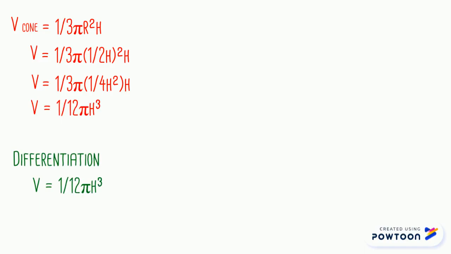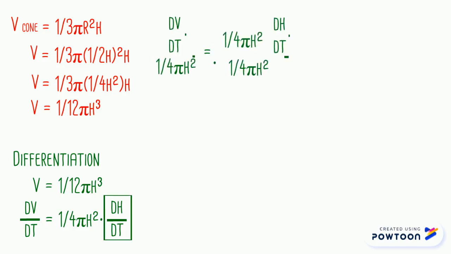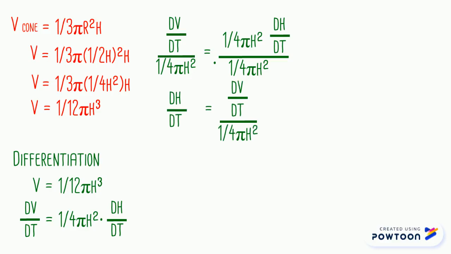The derivative of volume is derivative of volume with respect to time, while the derivative of 1 over 12 pi h cubed by constant multiple rule is 1 over 4 pi h squared times the derivative of height with respect to time. Let us isolate the derivative of height with respect to time by dividing both sides by 1 over 4 pi h squared. Simplifying, we can have an equation of the derivative of height with respect to time is equal to the derivative of volume with respect to time divided by 1 over 4 pi h squared.